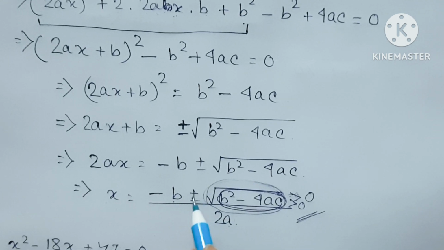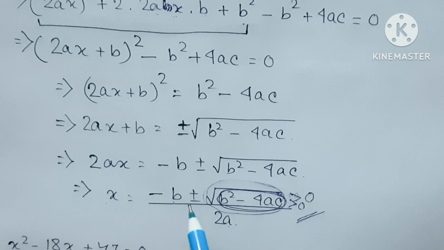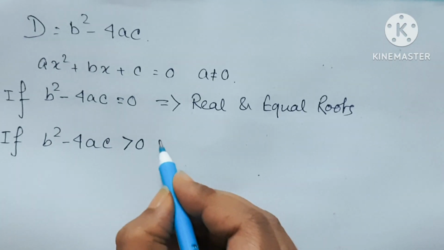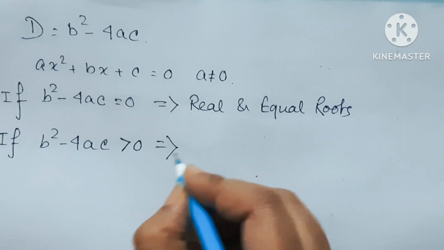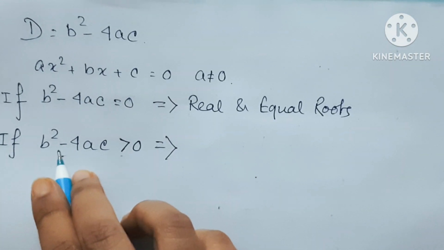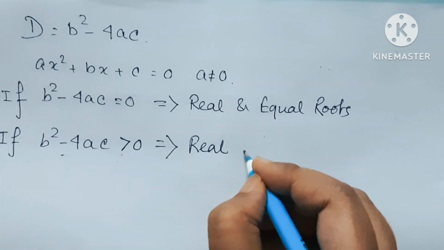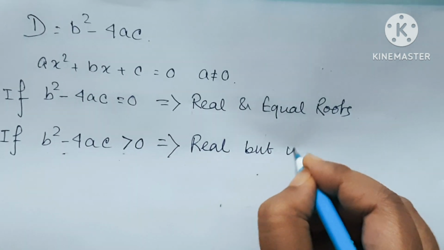In case of plus you will get one root, using minus you will get another root, but the two roots are not equal. Okay, so in this case, when b square minus 4ac is greater than 0, you will get real roots but unequal.